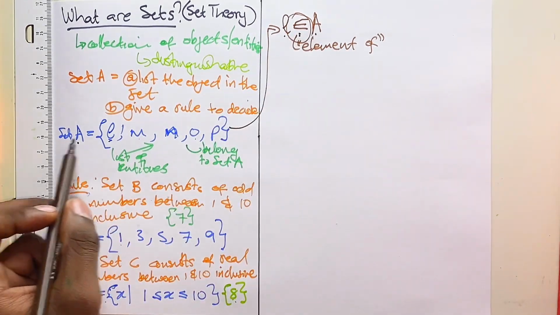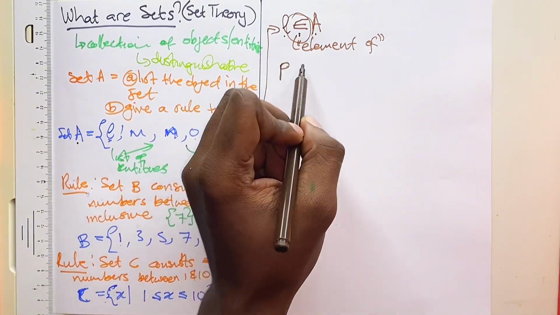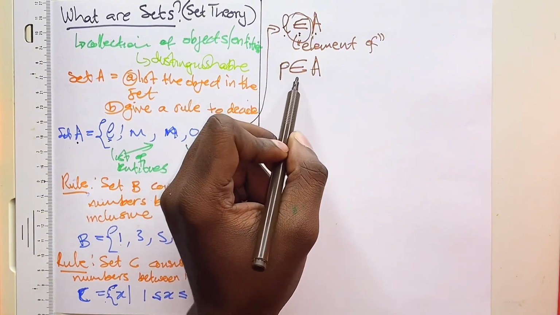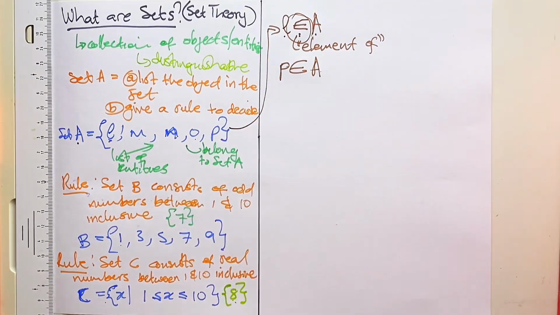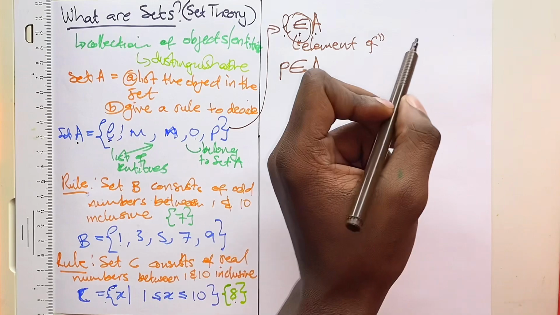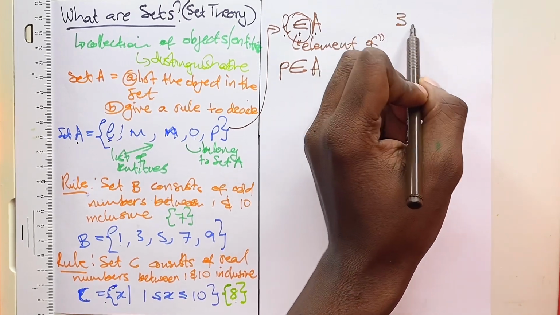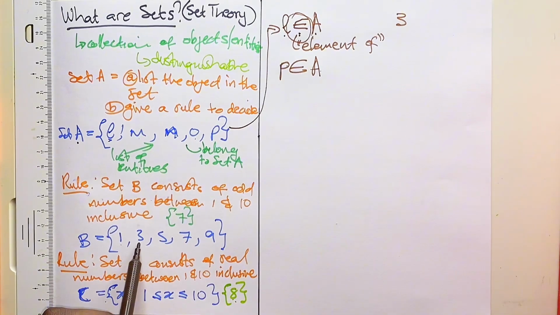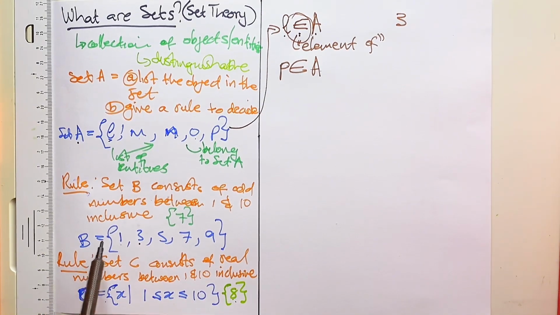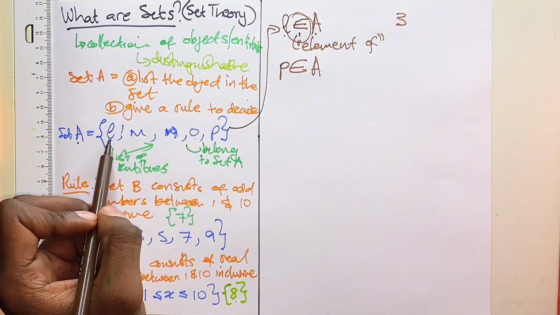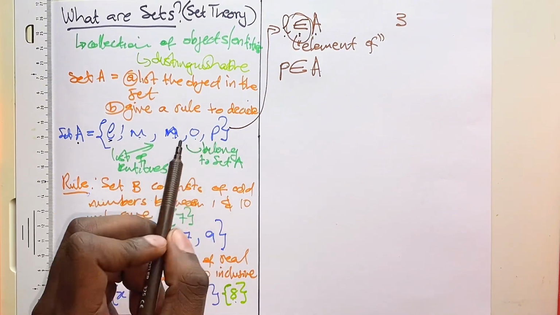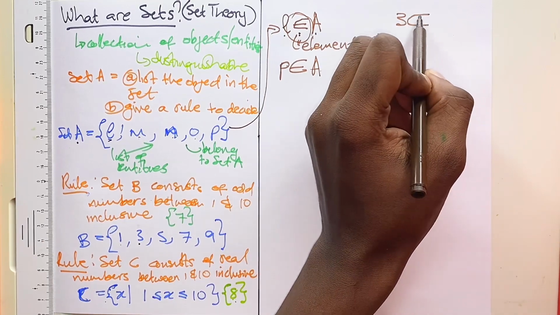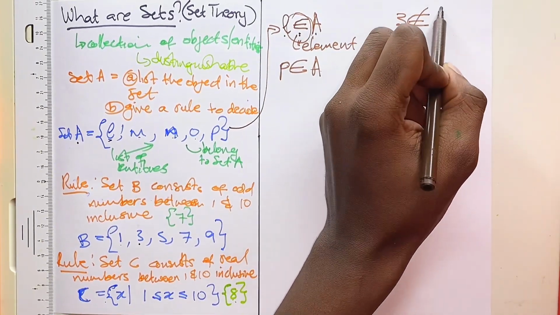Now, another element of set A is P. We can denote it in this way and say P is an element of A. Now, let's take 3. Is 3 an element of A? No, it is not. It is an element of B. In A, I only have L, M, N, O, P. 3 is not part of those. So we say 3 is not an element of A.